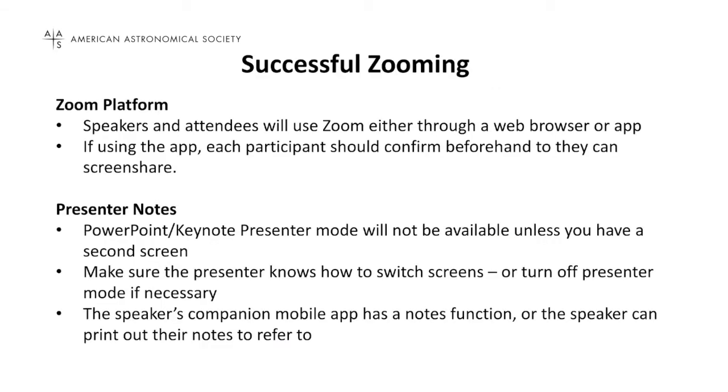For Zoom, you can operate either through the web browser or through the app, and make sure that each speaker knows that they can screen share through whichever version of Zoom that they're using. In PowerPoint and Keynote, there's a presenter mode that only works if you have a second screen. It may be better to turn that off, but make sure the presenter knows how to switch screens if they're planning to use that, so what goes out on Zoom is the right version, the full screen version.